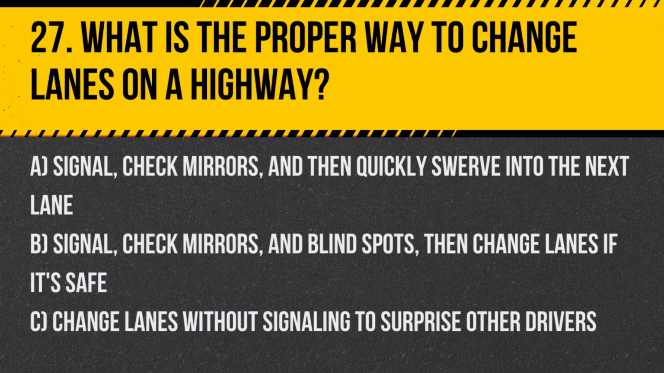Question 27. What is the proper way to change lanes on a highway? A. Signal, check mirrors, and then quickly swerve into the next lane. B. Signal, check mirrors and blind spots, then change lanes if it's safe. C. Change lanes without signaling to surprise other drivers.